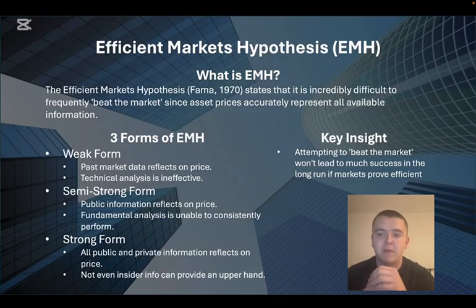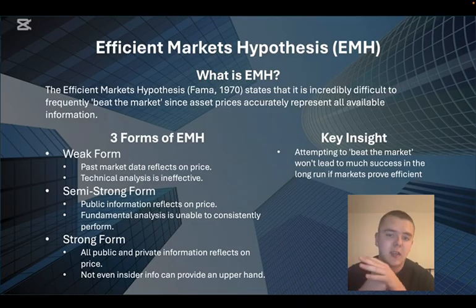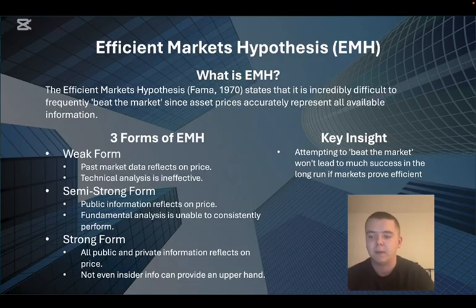The last one is strong form. So all public information and private information reflect directly on the price, and therefore even insider information can't garner the upper hand. And lastly, a key insight into EMH is attempting to beat the market won't lead to much success in the future if markets prove efficient.